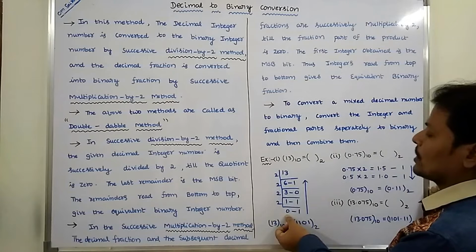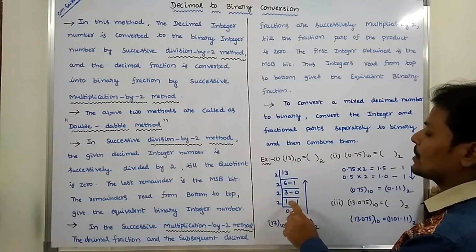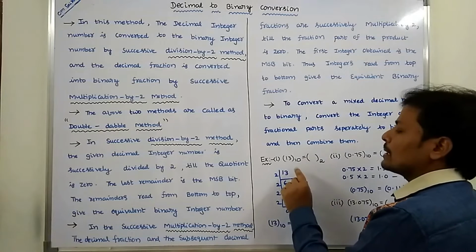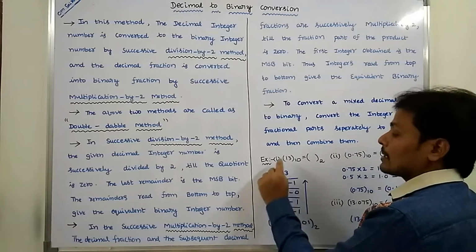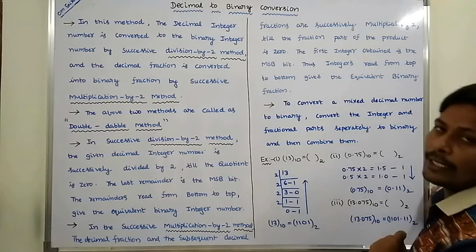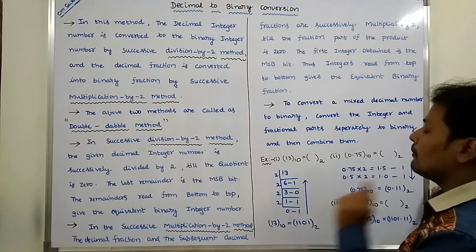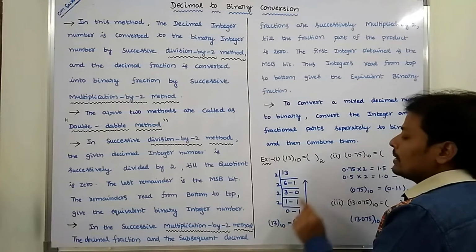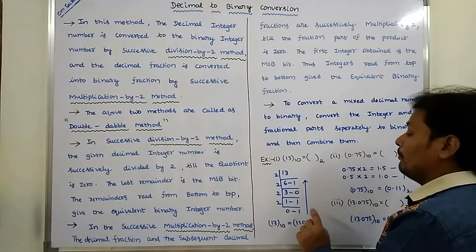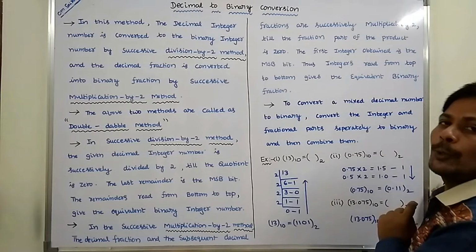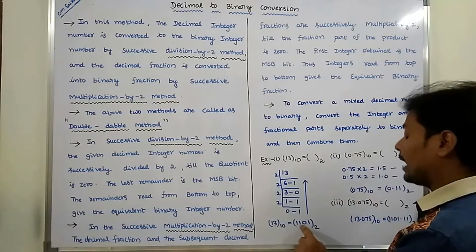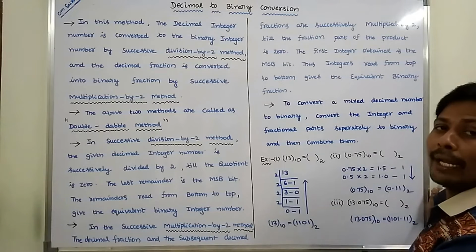These are the quotients. The given decimal integer number is successively divided by 2 until the quotient is 0. Whenever the quotient is 0, these are the remainders. The remainders are read from bottom to top, and then we get the equivalent binary integer number.